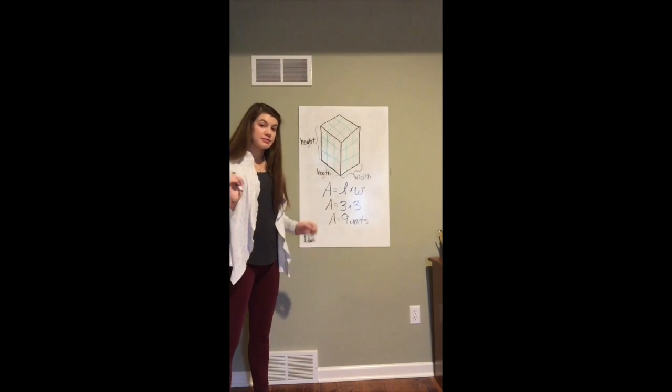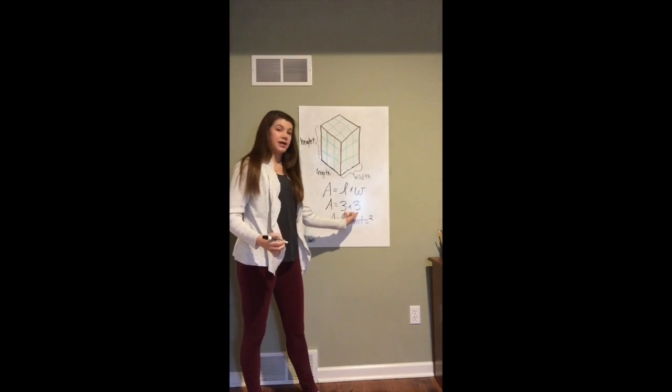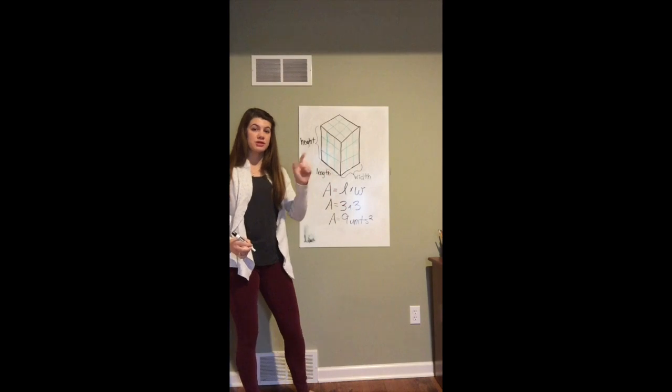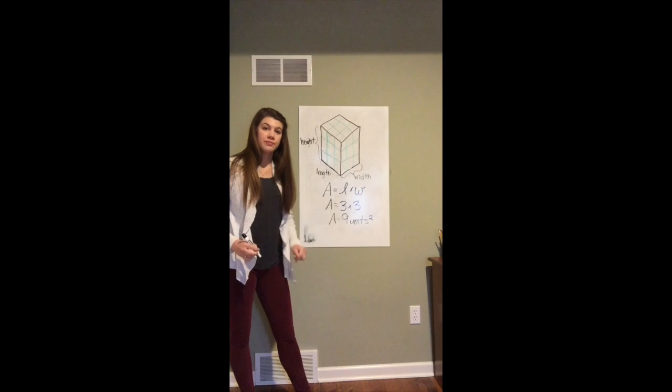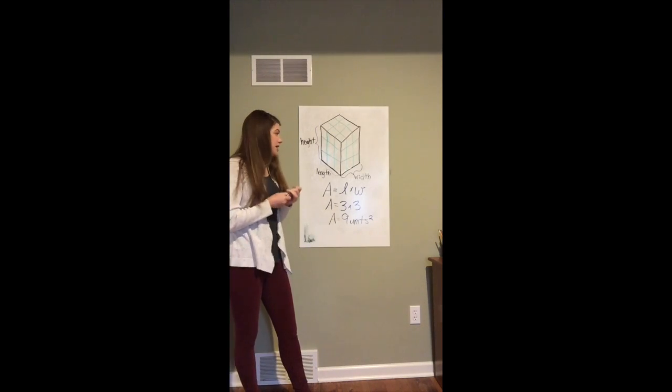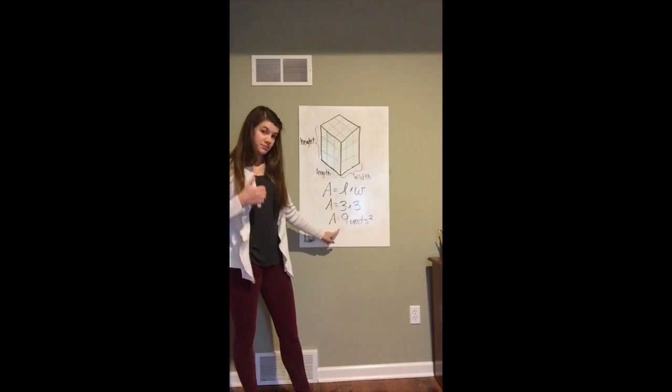And area is measured in units squared. Remember, we were talking about how I'm multiplying 2 measurements here. 3 times 3 gives me 2 measurements, so my exponent on my units is going to be 2. So the area of the base of this rectangular prism is 9 units squared.